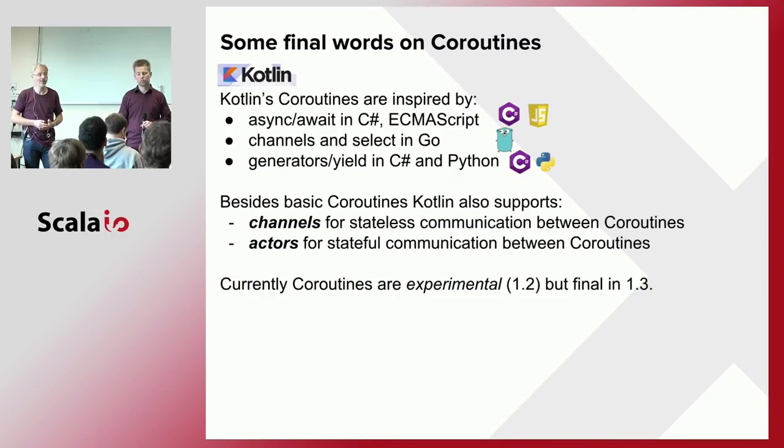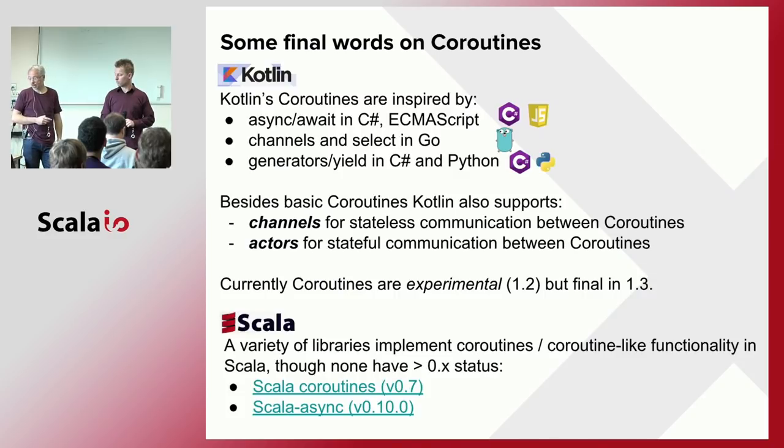Okay, some final words. It's not new, it's stolen from other frameworks. It also supports channels. When you want to communicate between different coroutines, you can use channels. Actors are also supported, not the extensive Akka stack we have in Scala, but just some construct that keeps state. It was experimental, but it's going to be final. Apparently, it has proven its value. Scala also knows coroutines. There are some libraries doing it, language extensions, but they never really took off. Apparently, the focus was already on doing it the future way or with other kinds of abstractions.